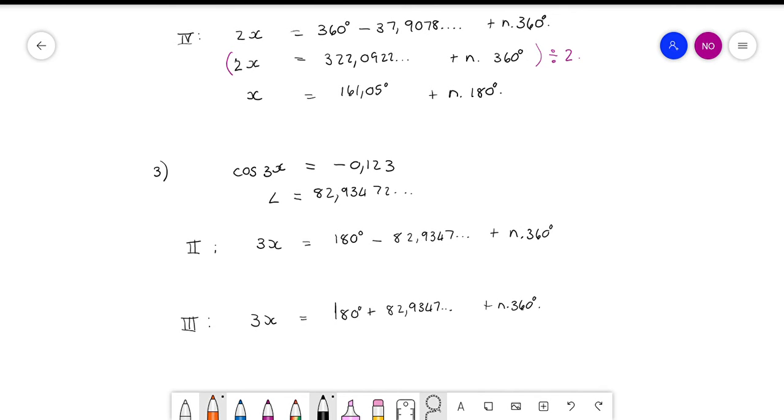Okay. Nou gaan ek eers vereenvoudig. So here I'm left with 3x is equal to 97,065 etc. plus n times 360. En dit gaan ek nou almal deel deur 3. Okay. So my answer in quadrant 2 is 32,36 degrees plus n times 120. Want 360 gedeel deur 3 is 120 grade.